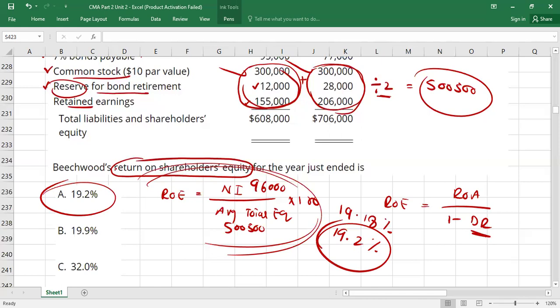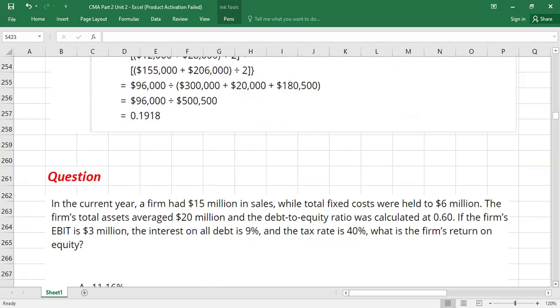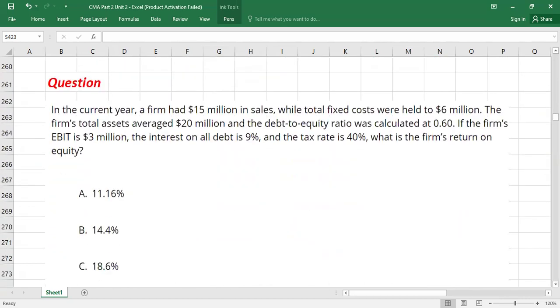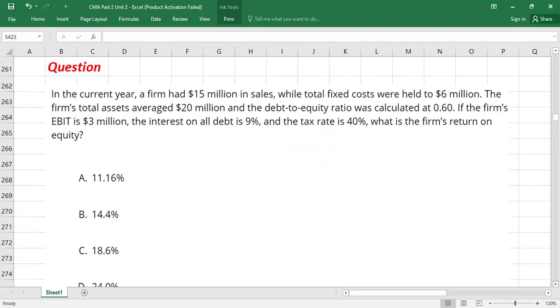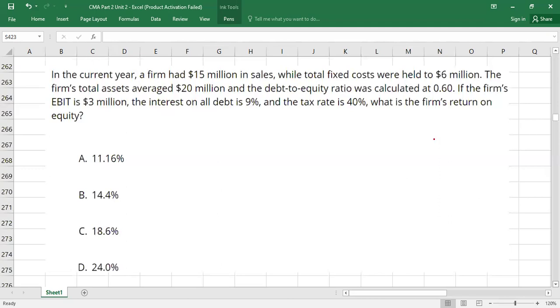Okay, guys. So then we have another ratio question here. Please try to read this question. This question is also maybe a technical question. Again, what you have to find here: they're saying you have to calculate the return on equity. You have to find return on equity again.